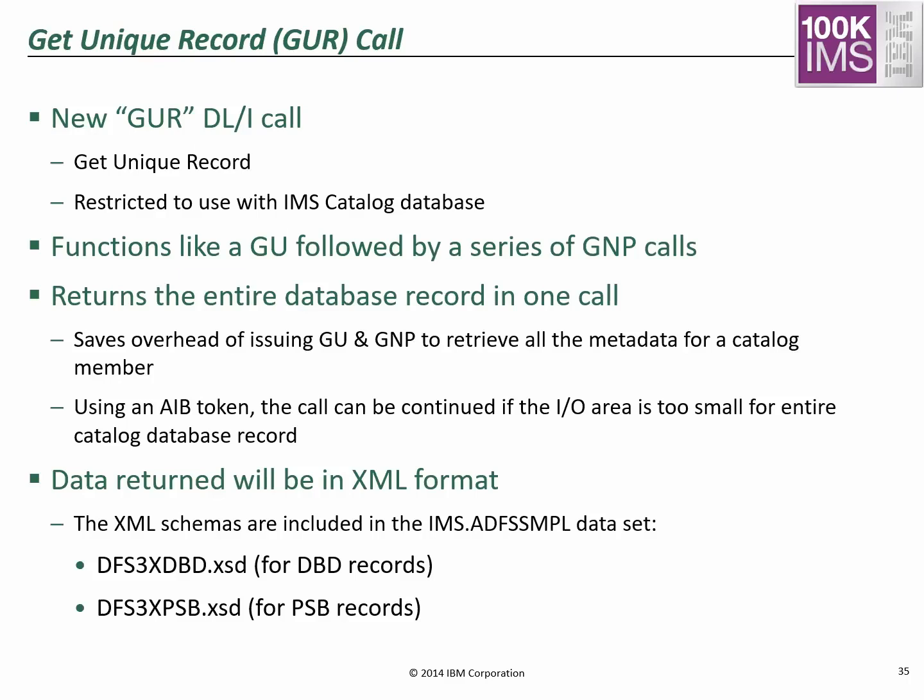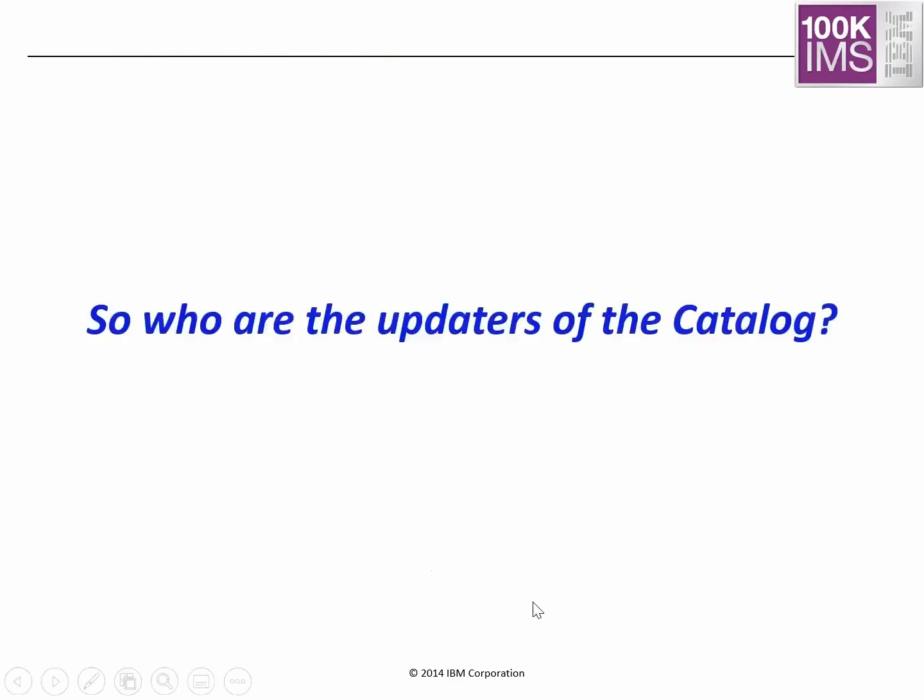The idea is that when IMS is reading the catalog, it saves the overhead of issuing a get unique call and then doing a get next within parent, get next within parent to retrieve all the segments under the root. The data is returned in an XML format, right? And the XML schemas are included in the ADFS sample data set, right? Okay. So again, I've mentioned this before.